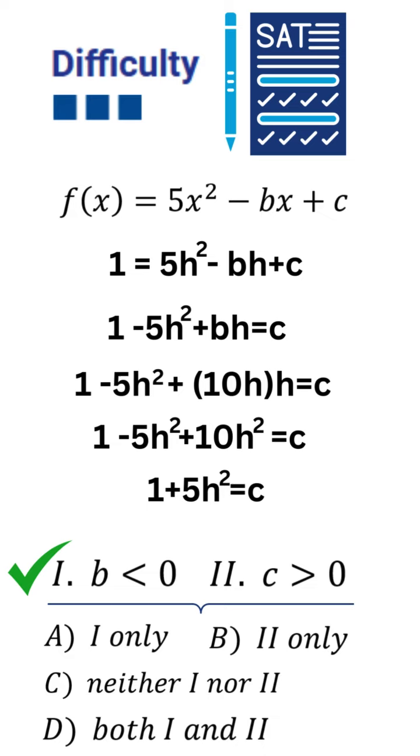which gives me 1 plus 5h squared equals c, and that is always going to come out to be a positive value no matter what I plug in for h. So that means that part 2 is also true, so the answer must be D.